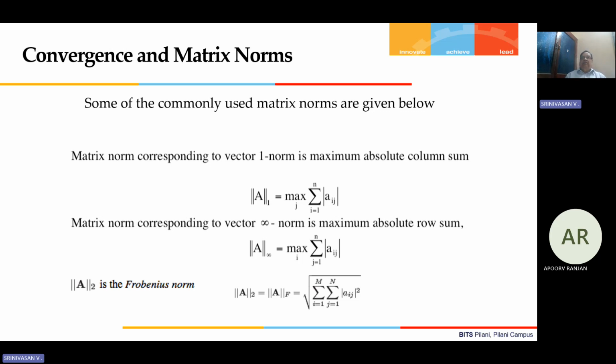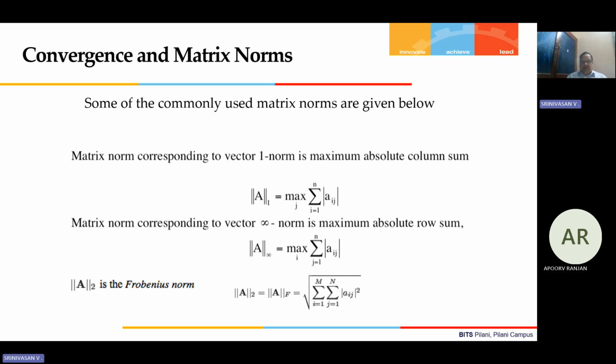Next, norm A suffix 2 is also called Frobenius norm. It is denoted as norm A suffix 2 or norm A suffix capital F at times. That is square root of double sigma, that is double series, modulus Aij square, which means you take the sum of squares of all elements, row wise as well as column wise. But don't duplicate. Either you go by rows or by columns.